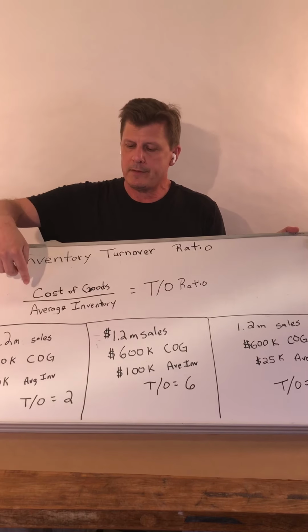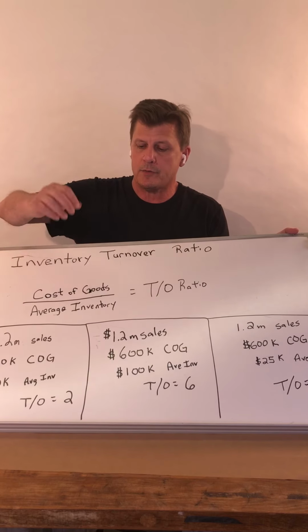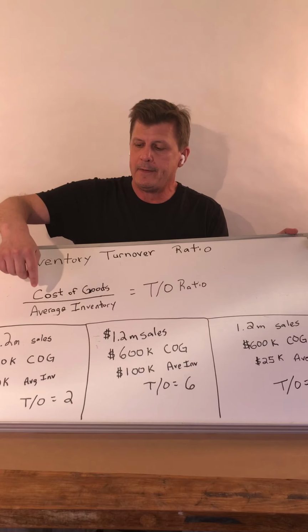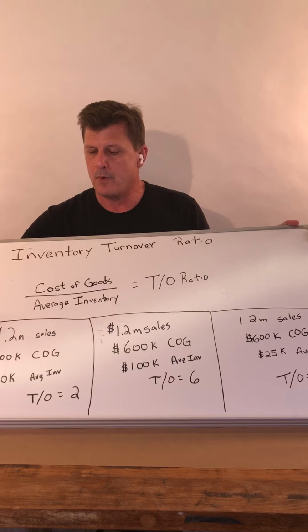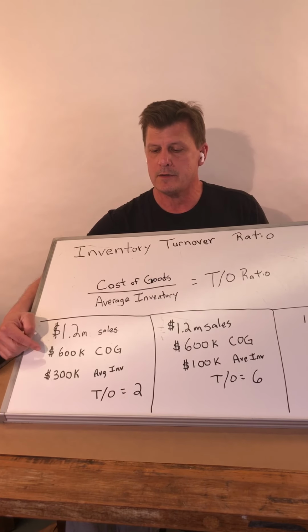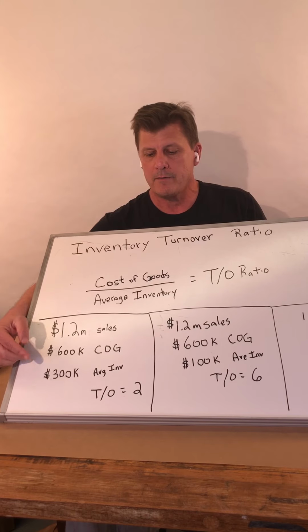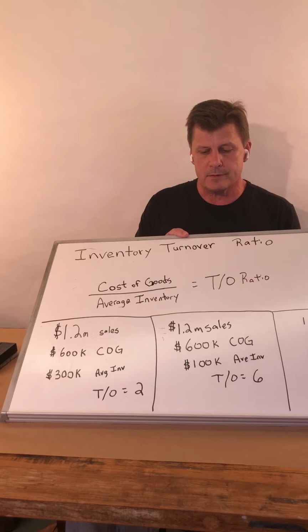So the measurement is created by the cost of the goods sold during a given period of time and the average inventory that you have during that period of time. So if you sold 1.2 million in sales during a given period and you had 600,000 in cost of goods and an inventory average of 300,000, your turnover ratio is 2. It's not an uncommon number for many retail businesses.